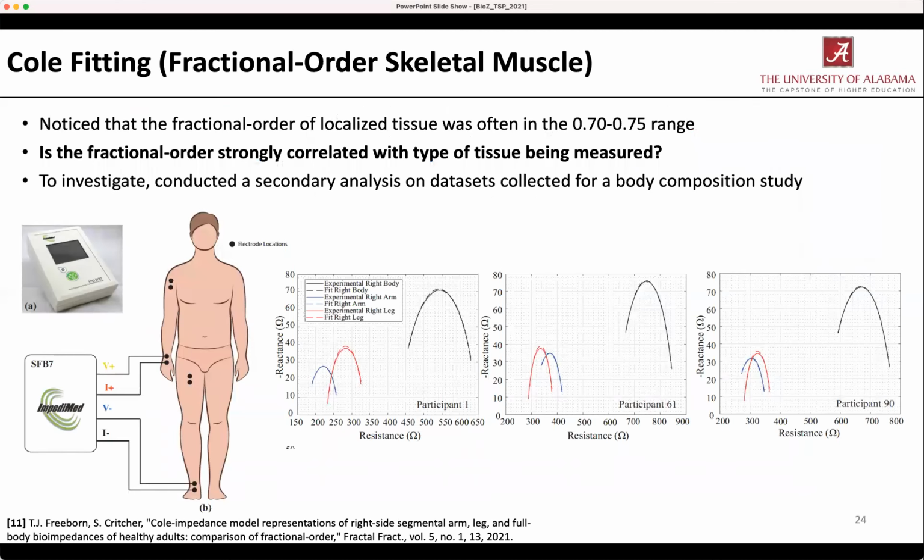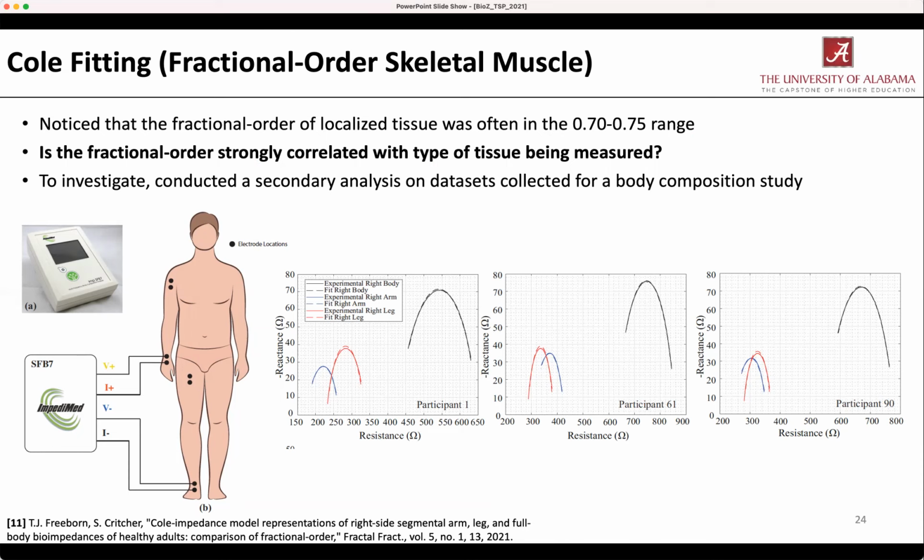Kind of raises some other questions as we were going through this. We noticed that the fractional order of localized tissue was in this range from 0.7 to 0.75. There's been discussion and there's all these questions. Is the fractional order linked to the type of tissue? What's it related to? It's a fitting factor, but what is its physical interpretation? How do we interpret what that fractional order means? So we were able to do a secondary data analysis to explore and interrogate this question a little bit.